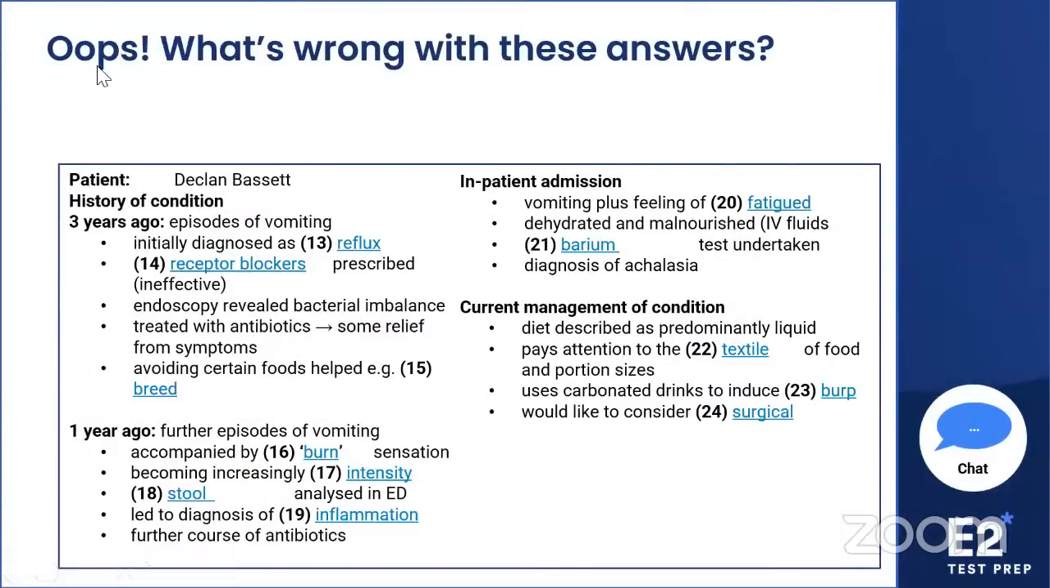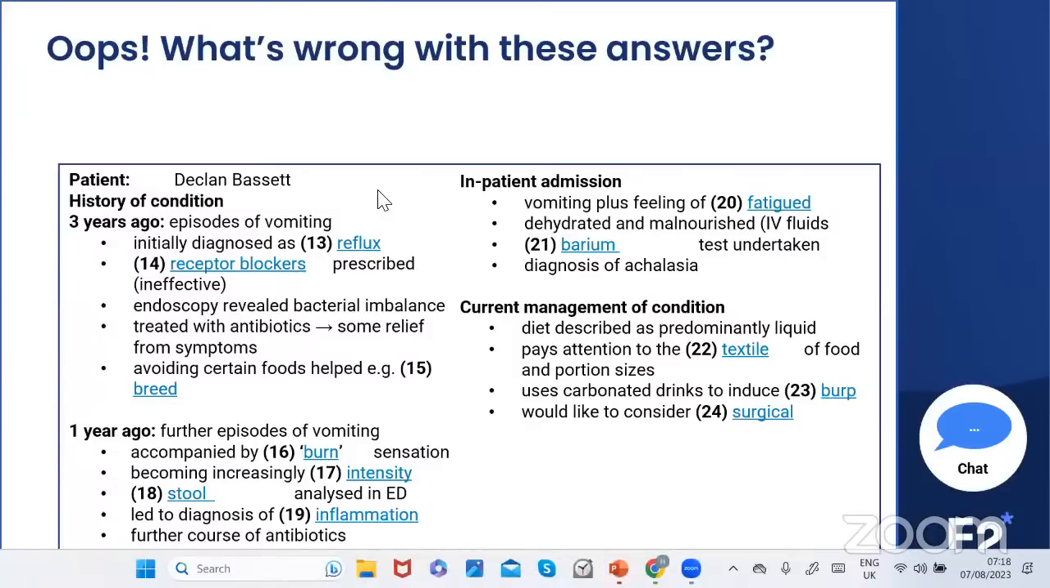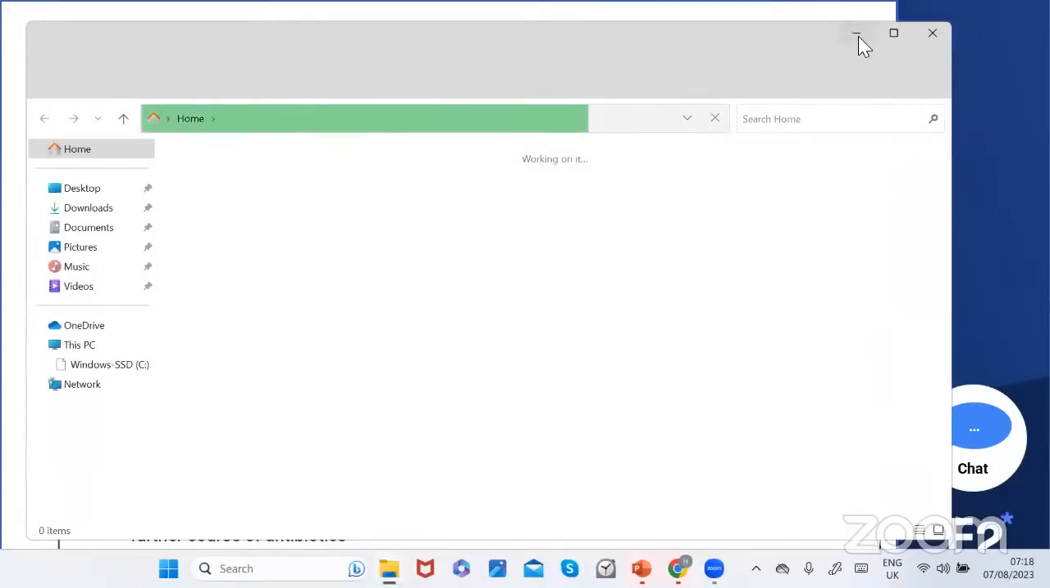Now, here's an example of some incorrect answers. Some answers that didn't come out quite right. So I'll give you a few minutes, or let's say 2 minutes. Have a look at these incorrect answers and see if you can identify what might be wrong here. What might be wrong?